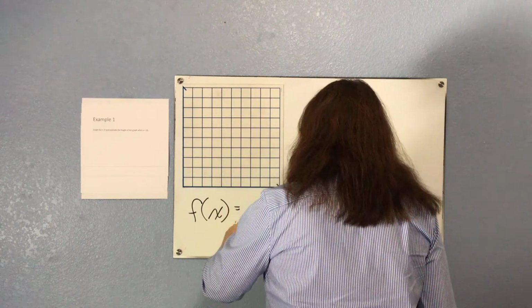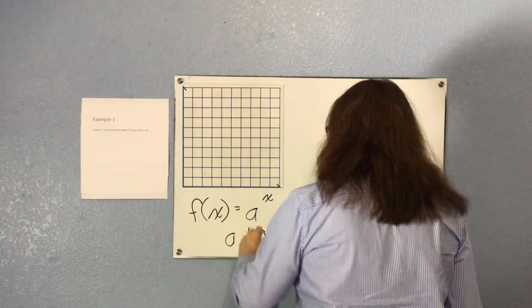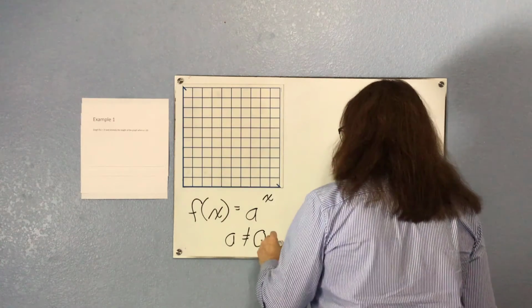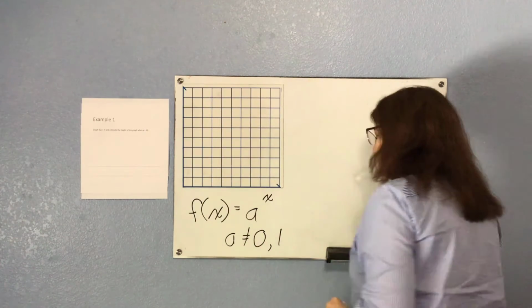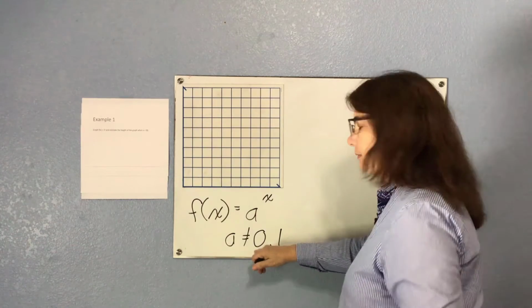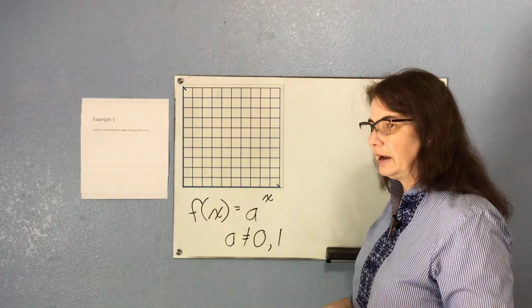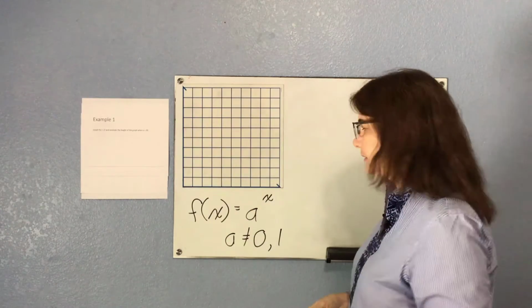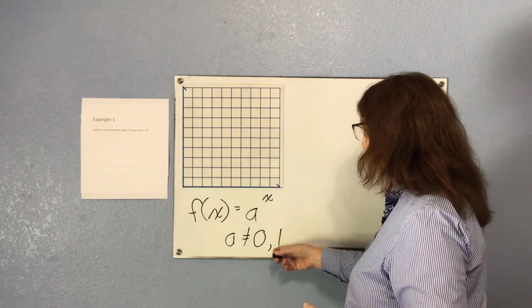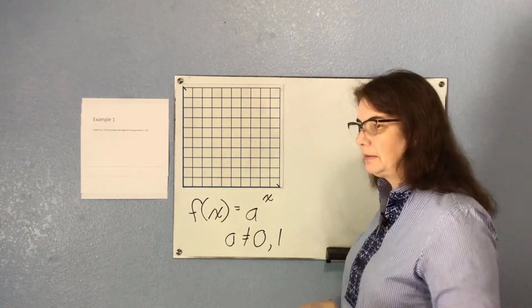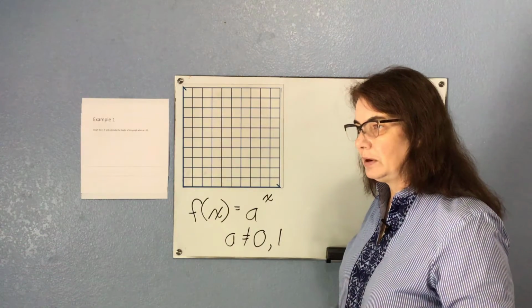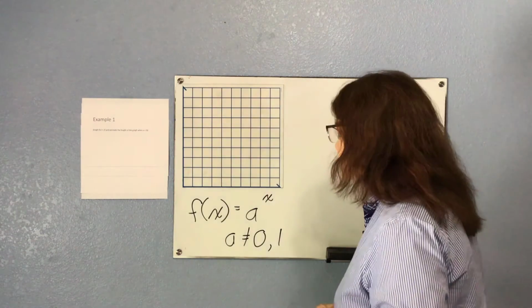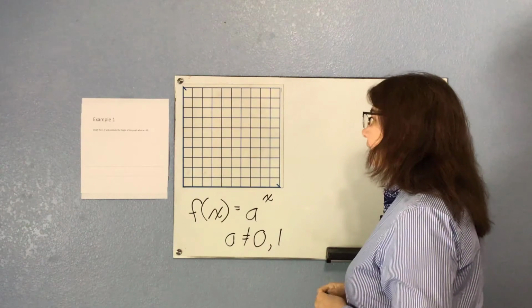A cannot be 0, nor can it be 1. The restriction on 0 is, I think, fairly obvious. If we raise 0 to any power, we're still going to get 0. But the same is true for 1. 1 raised to any power is just going to be 1, and just going to give us a straight line.